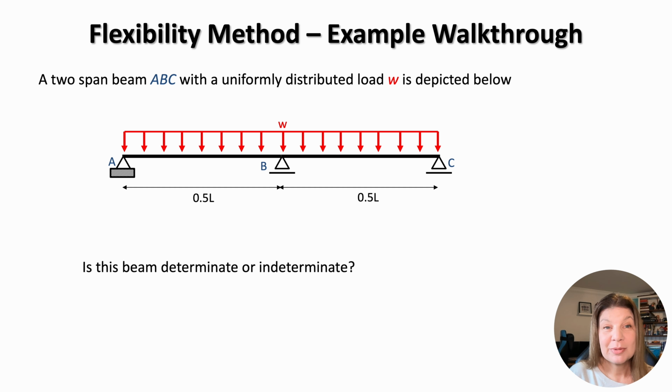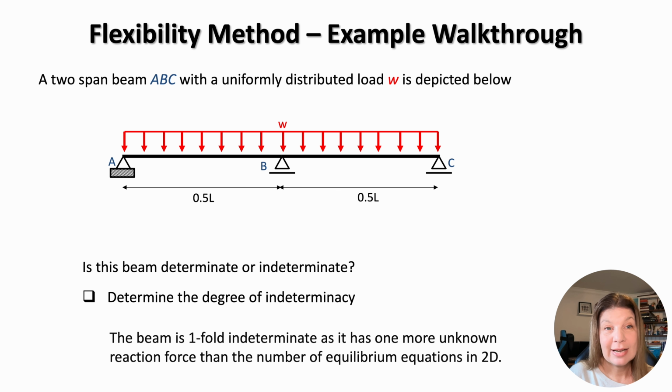So the first step in the procedure, as you recall, is to determine the degree of indeterminacy. So before we do anything else, ask yourself, is this beam statically determinate or indeterminate? And if it is indeterminate, how many degrees of indeterminacy does it have? So we'll take a moment to count the unknown reaction components, and then we'll compare them with the three independent equations of equilibrium available in 2D analysis.